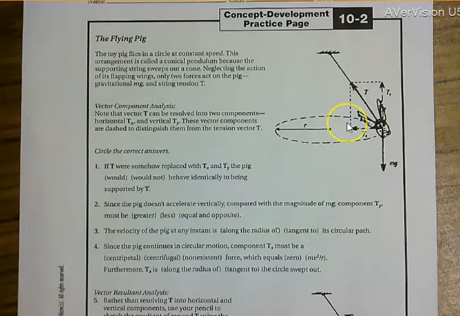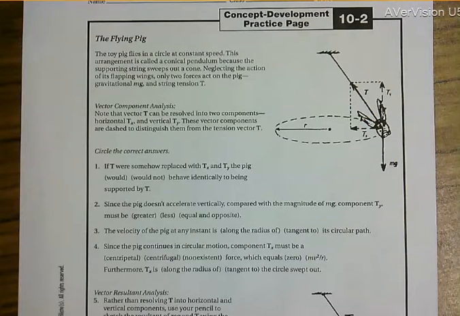Good morning, physics students. We recently did this flying pig experiment in class, so we're going to take a look at some of the vectors and forces acting on this flying pig. The toy pig flies in a circle at constant speed. This arrangement is called a conical pendulum because the supporting string sweeps out a cone.